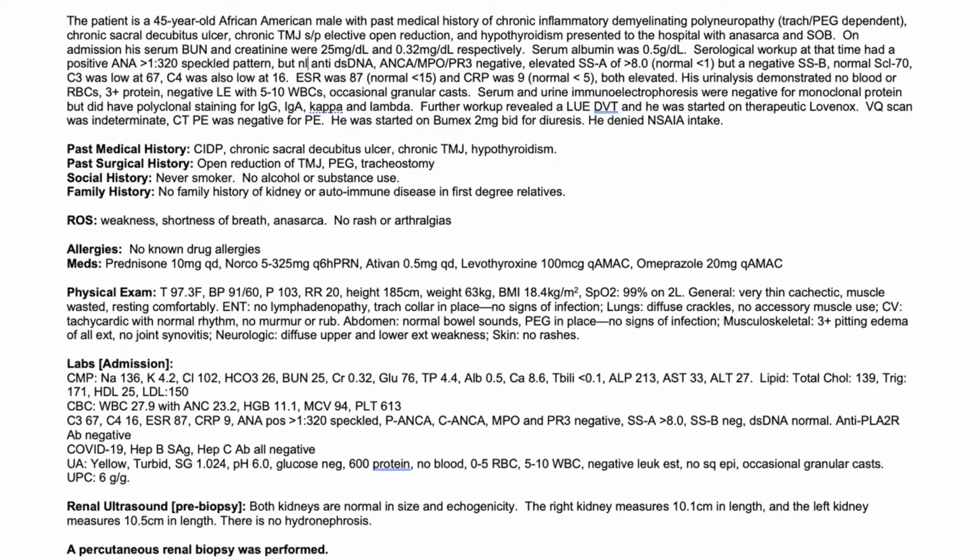On UA, his urine was yellow, turbid, with specific gravity of 1.024, a pH of 6, no glucose, 600 protein, no blood, 0 to 5 RBCs, 5 to 10 WBCs, negative leukesterase, no squamous epithelial cells, and occasional granular casts. His urine protein to creatinine ratio was 6.6 grams per gram.